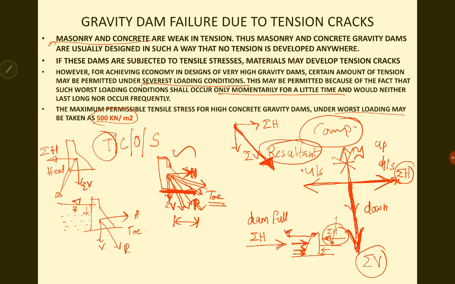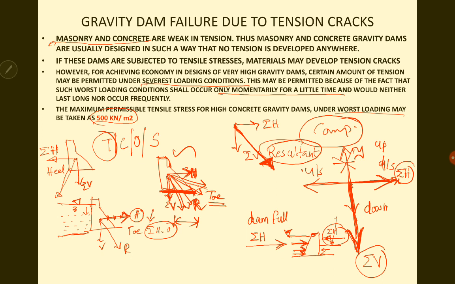What will happen to the sigma H value? The sigma H value will also be reducing. And in a particular condition, when the dam is empty, what will happen? The sigma H value will become 0. That is a particular condition. Otherwise, the sigma H value will be reducing. The magnitude of sigma H, direction may remain the same, but the magnitude will be reducing.